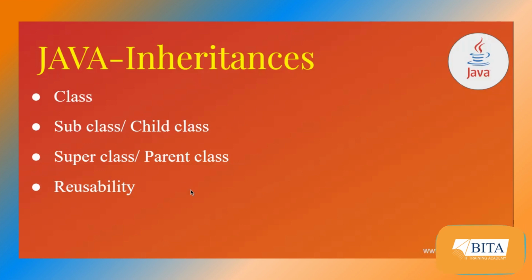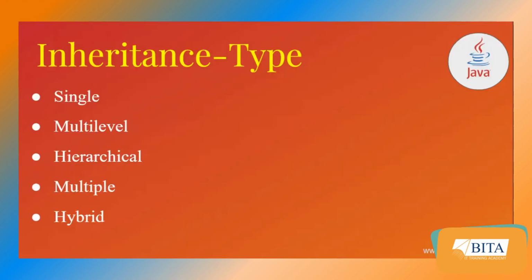Next one is reusability. What reusability means here is that we can take the classes which already exist in the program when we are creating a new one. So we can reuse the classes again and again. So these are all the main terms that we are going to see in inheritance.